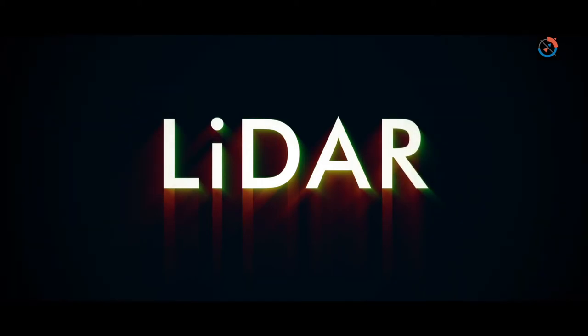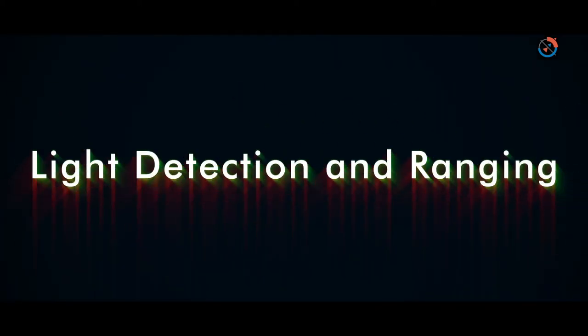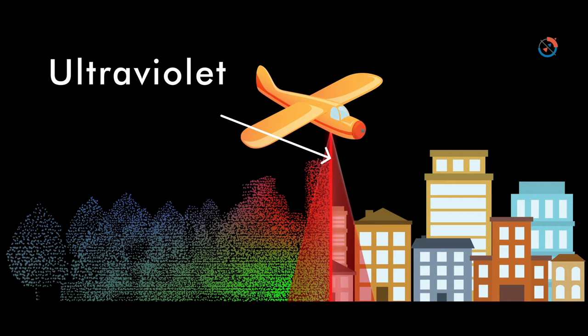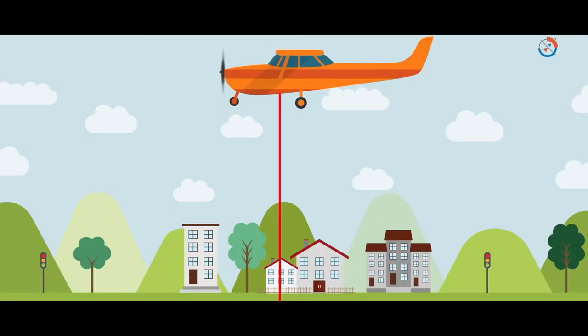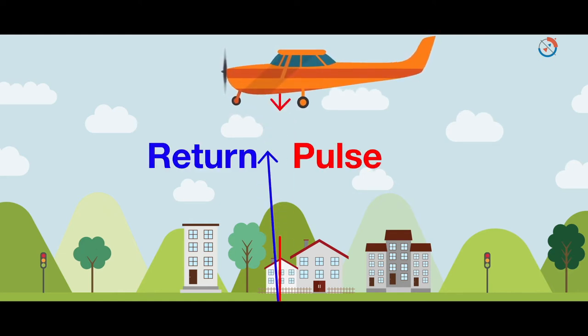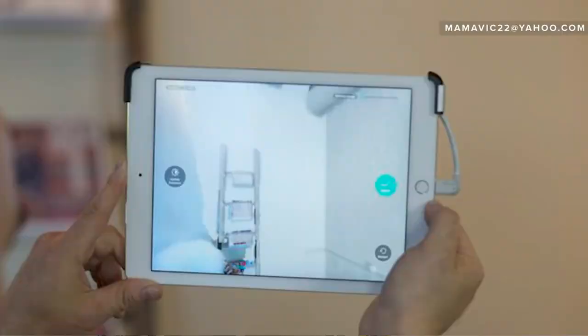So what is LiDAR? LiDAR is light detection and ranging. What it does is, it uses an infrared or laser beam, and using that laser beam, it penetrates to your wall or your surroundings, and it is used to map your surrounding data. When the laser beam reflects to the camera, it will detect the distance.